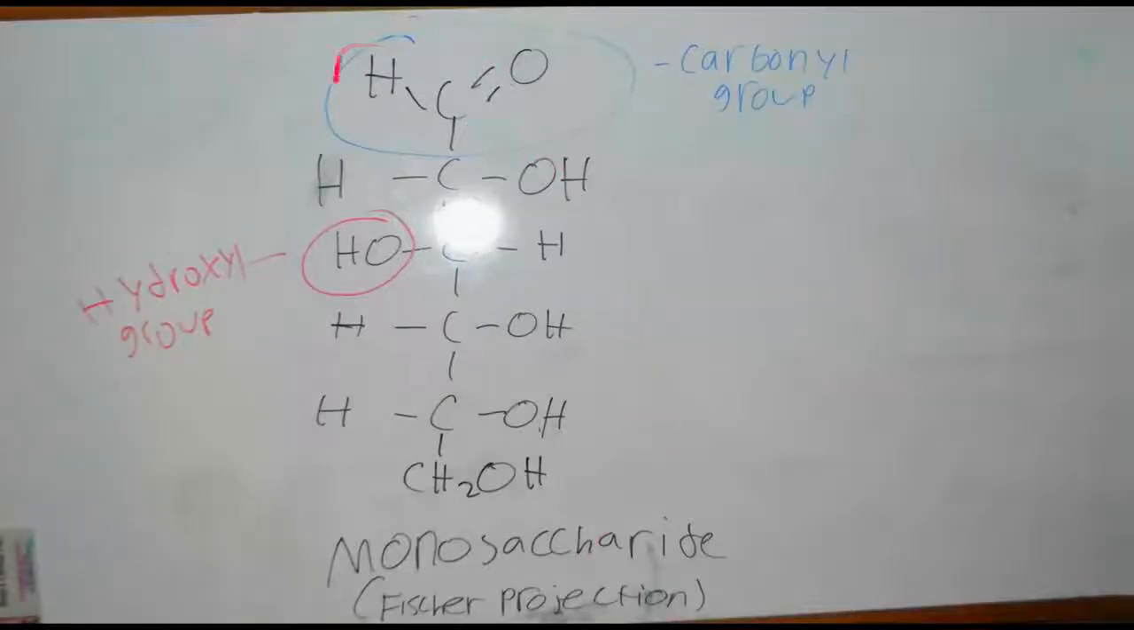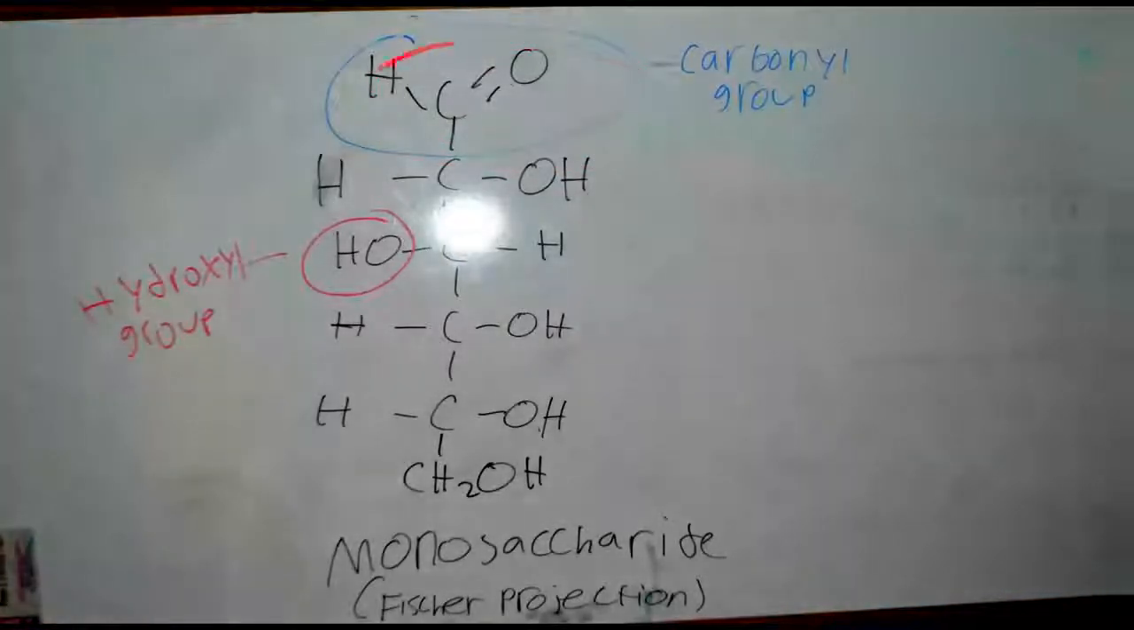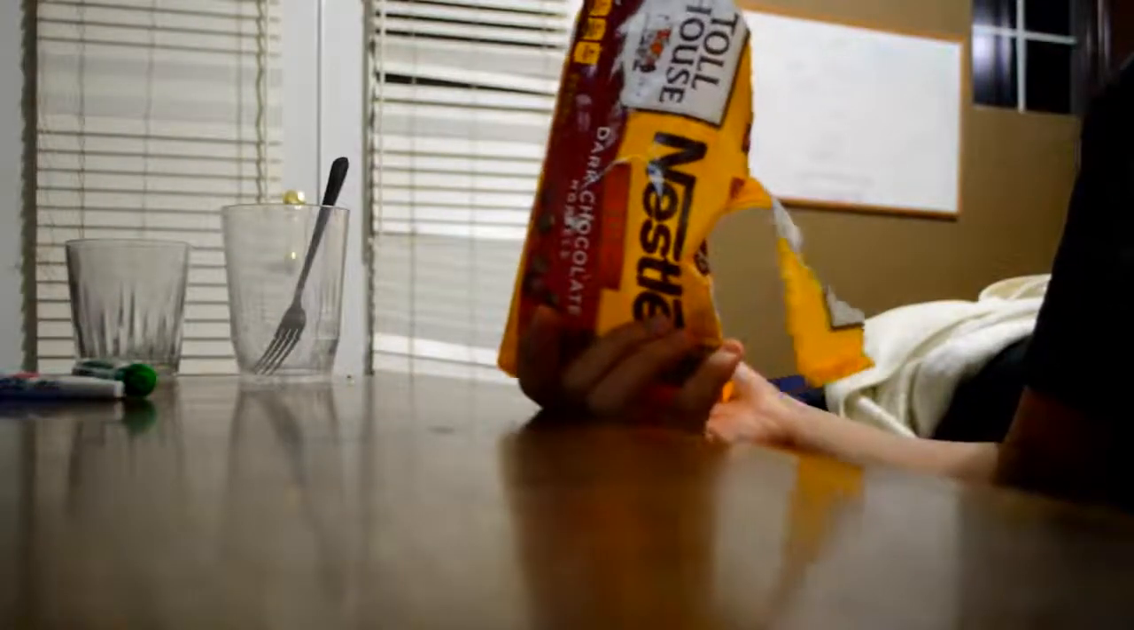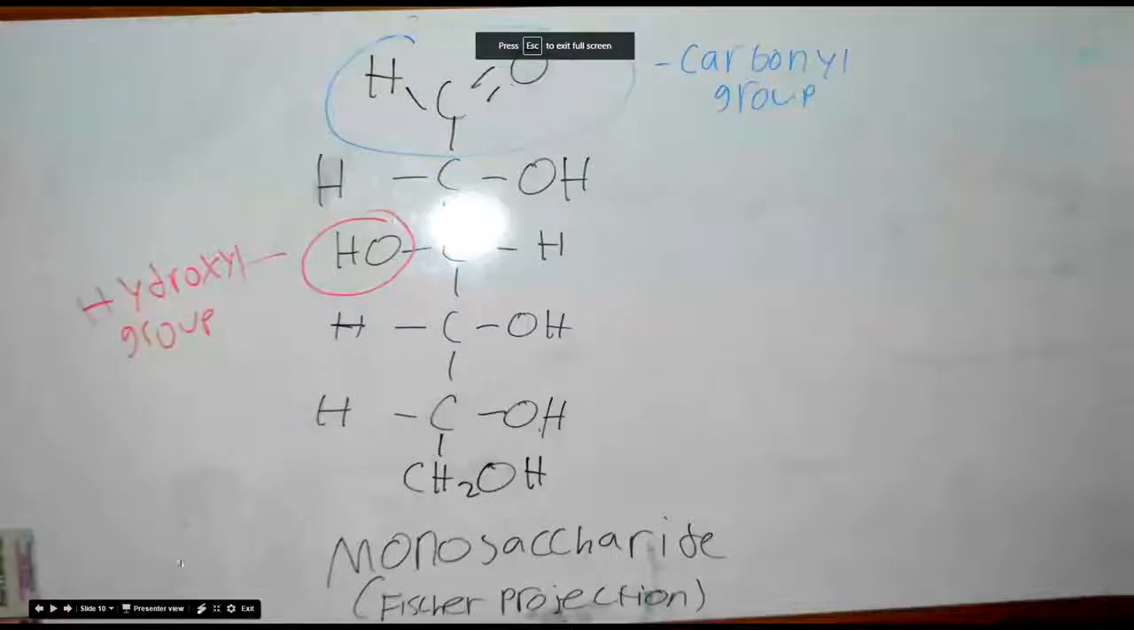Now, in this projection of a monosaccharide, it's very important that this carbonyl group up here stays where it is. It makes the difference between a fructose and a glucose. Now, this is the difference between eating something like a bag of chocolate chips or something like eating a watermelon.